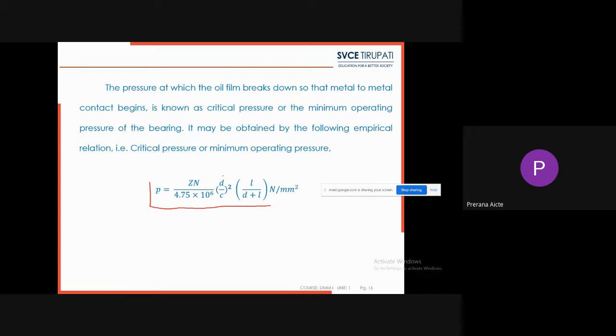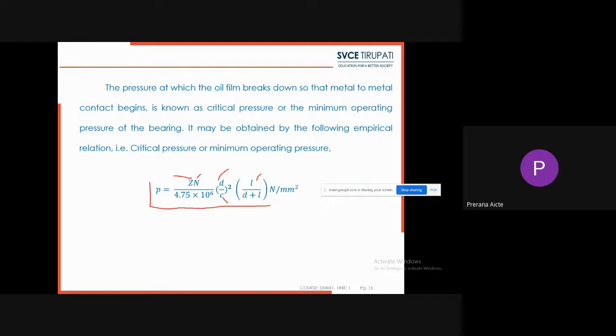In this formula, Z is the viscosity value. N is the speed of the journal, I think all of you know. What is the diameter of the journal? Clearance gap, length of the journal. So all the values are there. Just substitute the values, and you can get the critical pressure of the journal bearing.